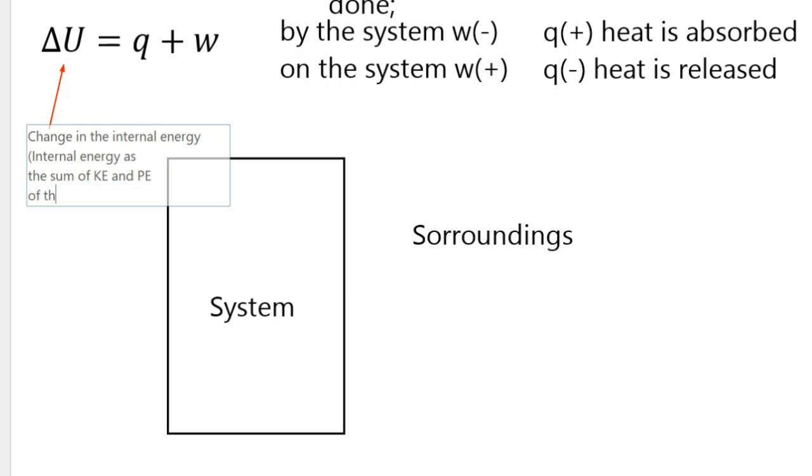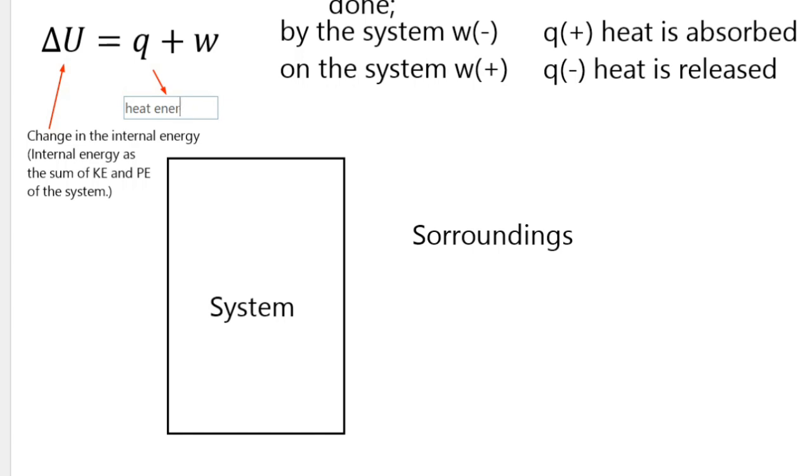This is a little bit important. So this is the change in the internal energy. Q, as we know, is the heat energy. W is going to be the work. So these are the important notes on the right side. This is work by the system.